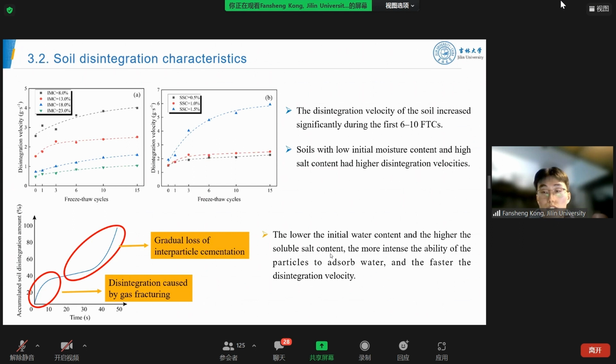The disintegration of saline loess soil is related to the pore and fissure structure of soil. The disintegration caused by gas fracturing is the main reason for the repeated disintegration of the specimen in the early stage. Soil disintegration is also related to the interparticle cementation, which is the main cause of the stable disintegration in the last stage.